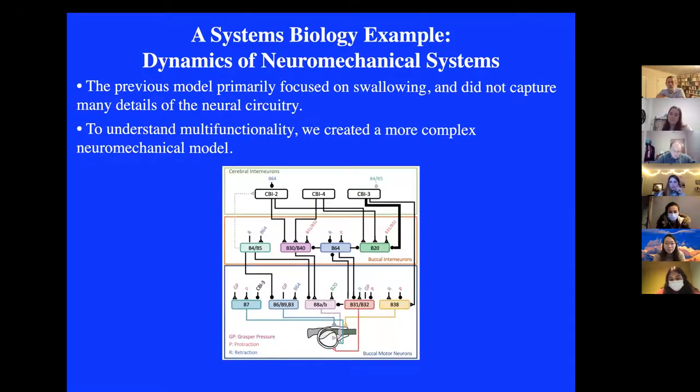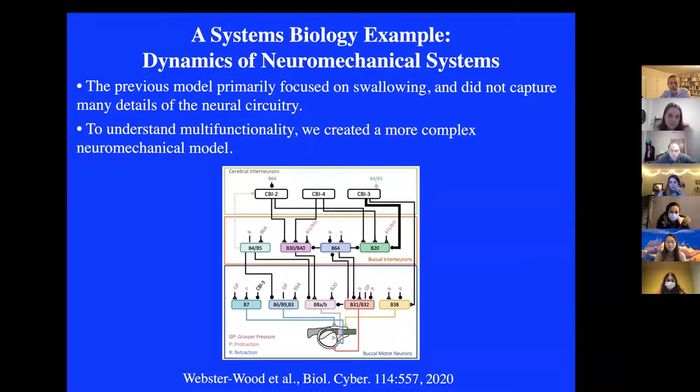And this was done very recently with Vicki Webster Wood, who's now at Carnegie Mellon. And what you have is at the bottom, you see an image of the buccal mass. Above that, you see some of the key motor neurons. The level above that, you see some local interneurons. And above that, you have higher order interneurons that are actually in another ganglion that's more encephalized. So that's a far more complicated model than the three motor pools I showed you in the previous one.